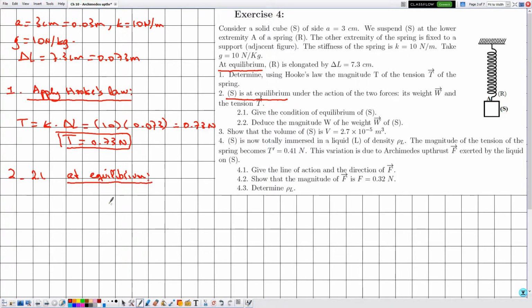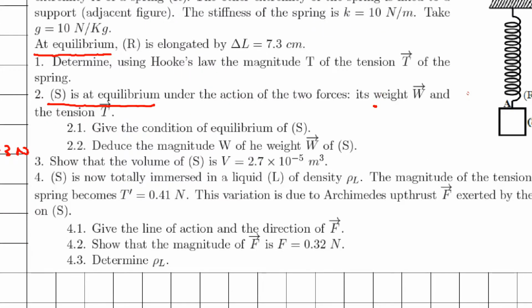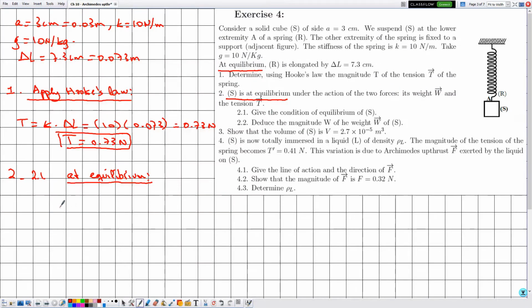How do we apply this condition? Always on the left we write the sum of forces acting on the solid S, and they are given by the weight and the tension. And on the other side we write the equilibrium, which is the zero vector. Now moving T to the right hand side, it will gain a minus sign, so the W vector is equal to minus T vector. So this is the condition of equilibrium.